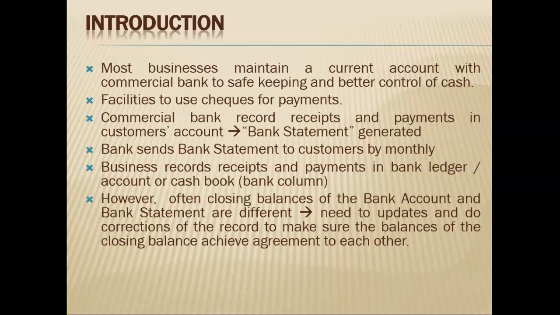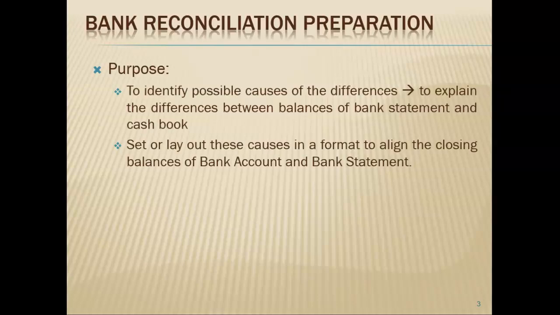However, usually the closing balance of the bank account and the closing balance of the bank statement for the month will be different. You need to compare them and do some corrections in order to explain why the closing balance of the bank statement and the bank account that we record are different. So you need to do what you call a bank reconciliation statement. Bank reconciliation needs to be prepared in order to identify the possible causes for differences, and then we could explain why the bank records are different from our records.